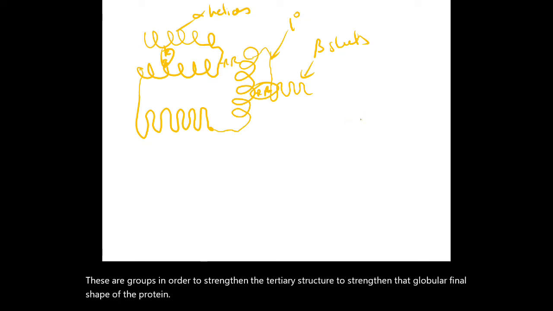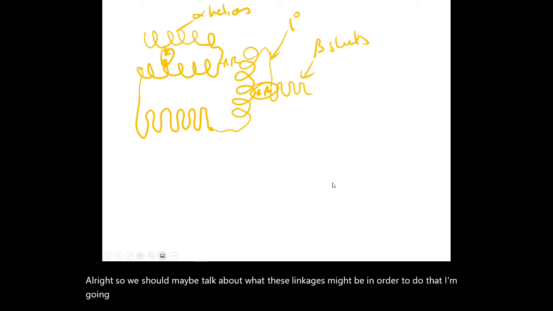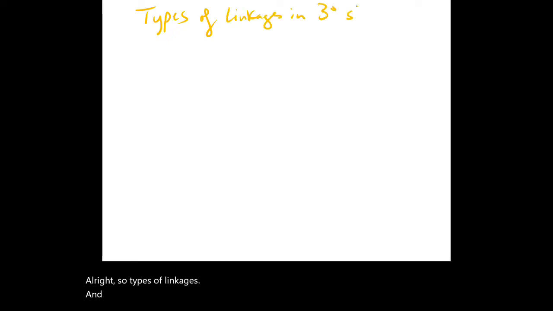All right, so we should maybe talk about what these linkages might be. And in order to do that, I'm just going to cheat and go back and use this blank page I had from before. All right, so types of linkages in tertiary structure. So we're going to go from strongest to weakest.